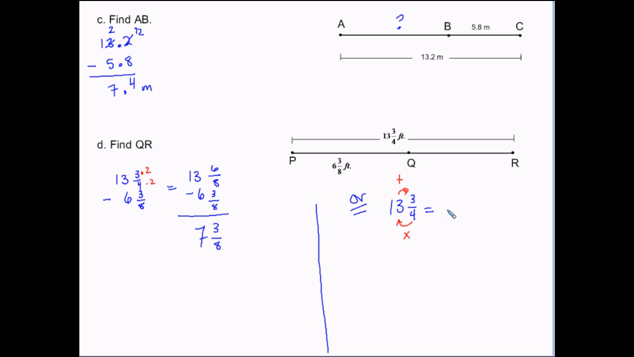13 times 4, 48 plus 4, so 52 plus 3 is 55. 4 times 13 was 52 plus the 3, so 55. And then I have 6 and 3/8, so 8 times 6 plus 3. 8 times 6 is 48 plus 3 is 51.